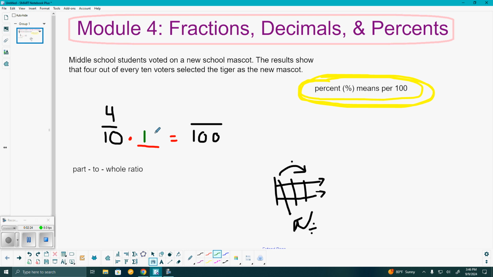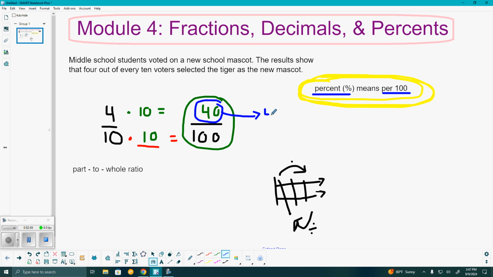10. Very good. So whatever we do to one side, we must do to the other. So we're going to do 4 times 10. 4 times 10 equals 40. So here we have 40 over 100. And if percent means a number per 100, and 40 is our number per 100, then our percentage is 40%.